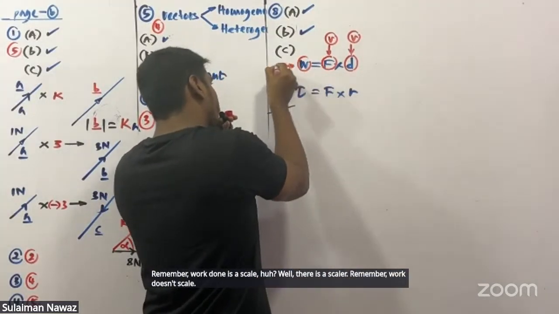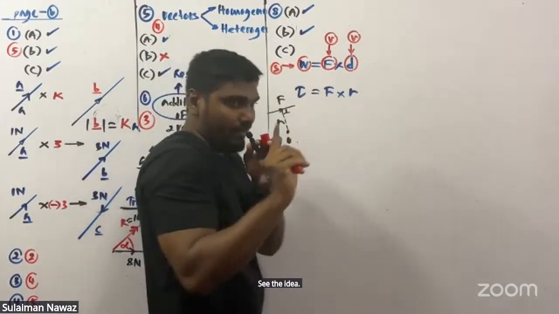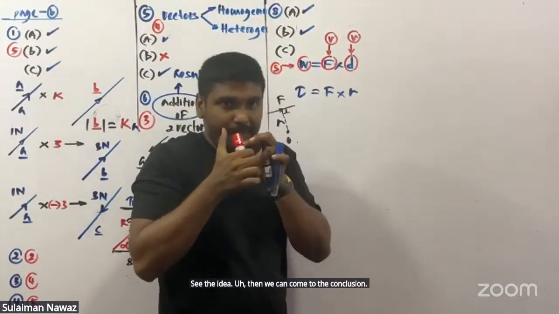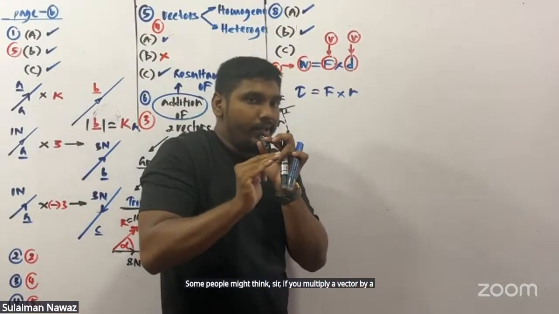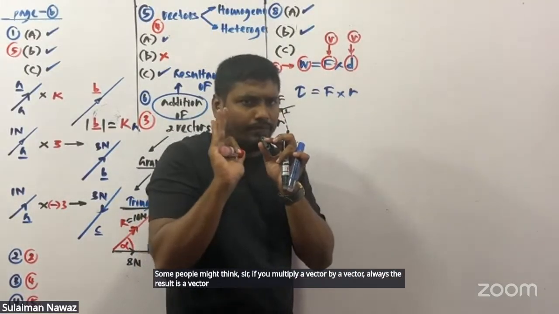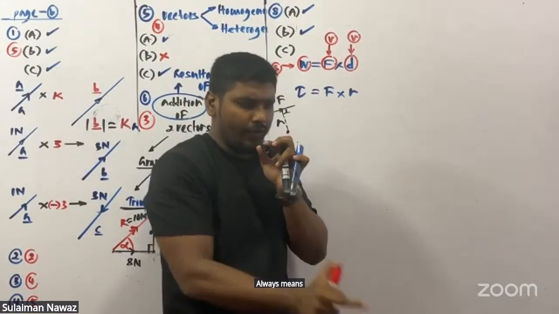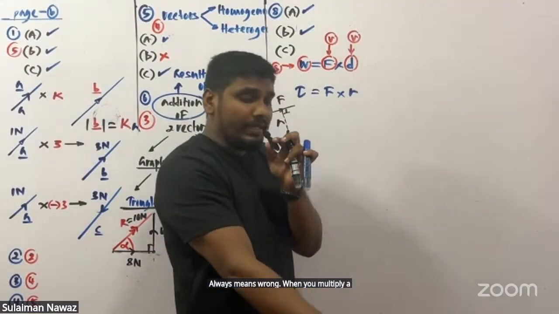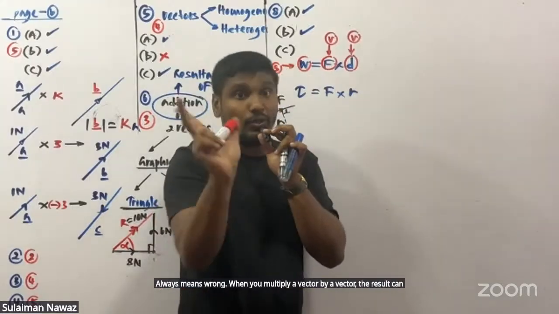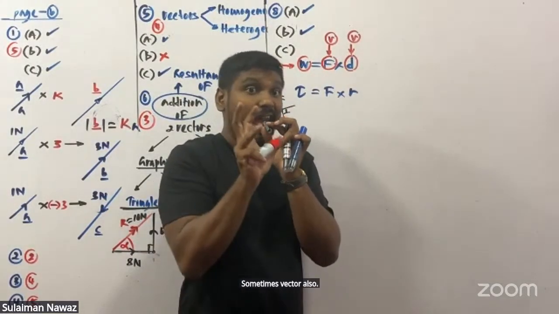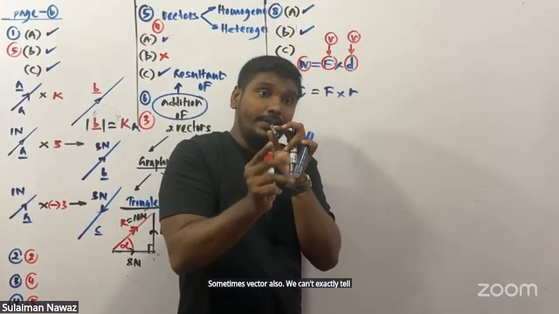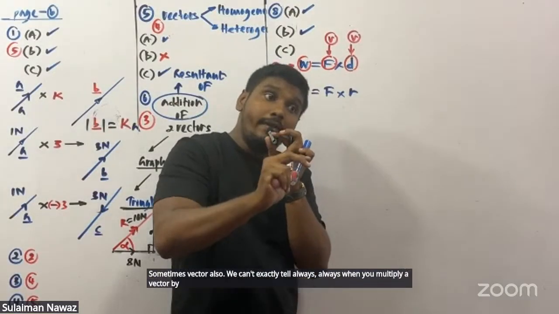See the idea? Then we can come to the conclusion. Some people might think, sir, if you multiply a vector by a vector, the result is always a vector. That's wrong. Always is wrong. When you multiply a vector by a vector, the result can be a scalar also, and sometimes a vector. We can't say that when you multiply a vector by a vector, the result is always a vector.